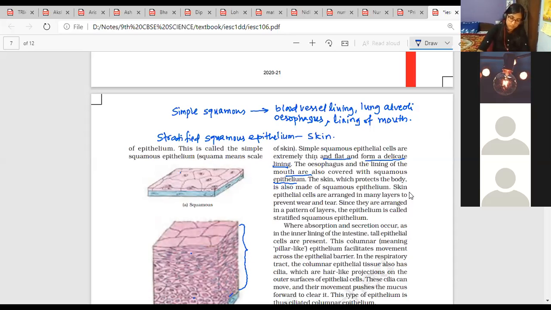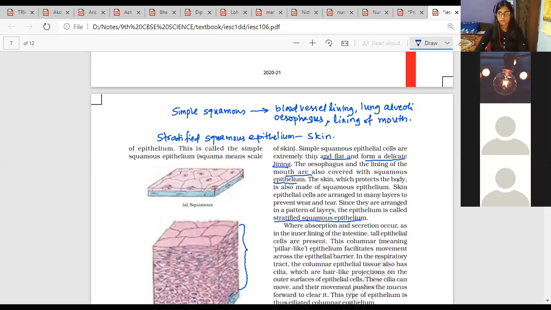Here it is written, skin. The skin, which protects the body, is also made up of squamous epithelium. Skin epithelial cells are arranged in many layers to prevent wear and tear. Since they are arranged in a pattern of layers, the epithelium is called stratified squamous epithelium. Where are they present? In the skin. Just below the skin surface is squamous epithelium, but many layers of these flat cells are present, therefore it has been given the special name stratified squamous.